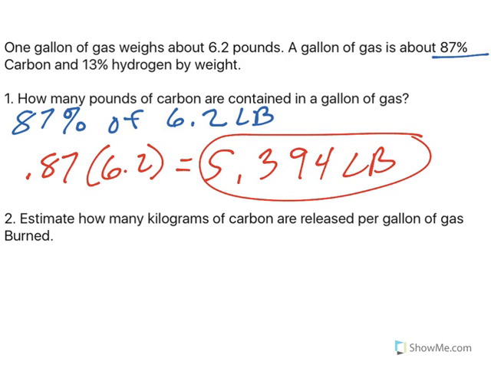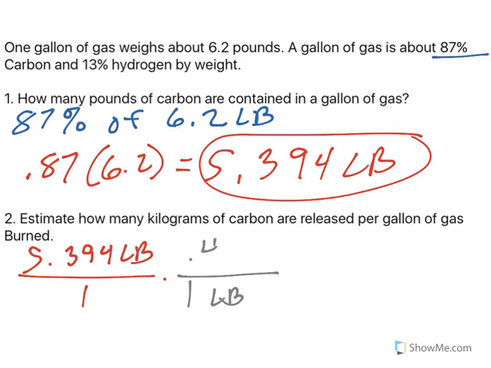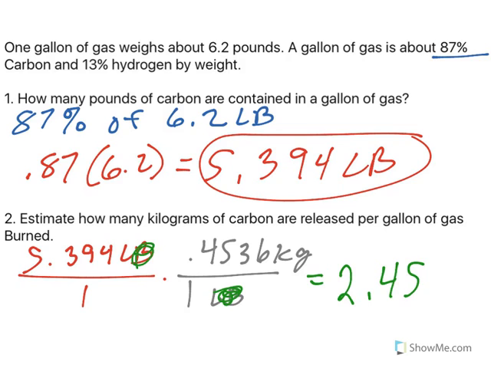Now in number 2 it says estimate how many kilograms of carbon are released. Well, we know that if we have 5.394 pounds, 1 pound is 0.4536 kilograms. So that makes your pounds go away, and this is roughly 2.45 kilograms. So just kind of refreshing our conversions a little bit.